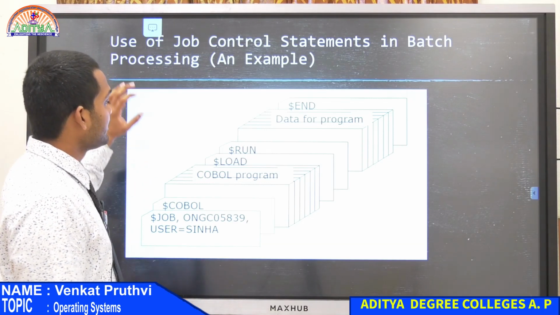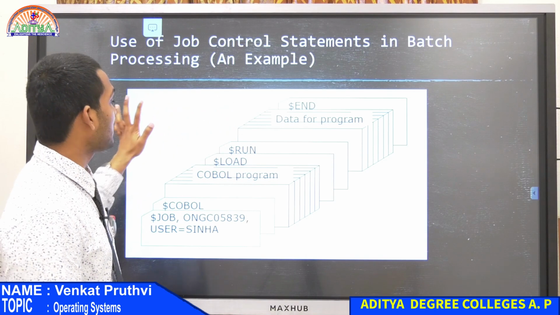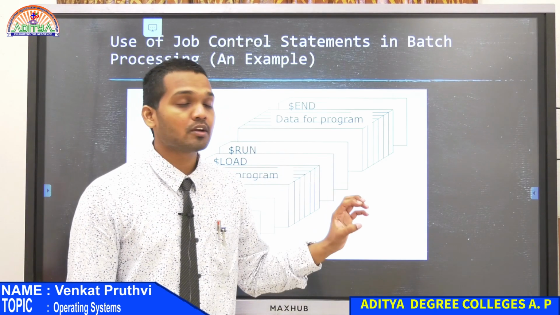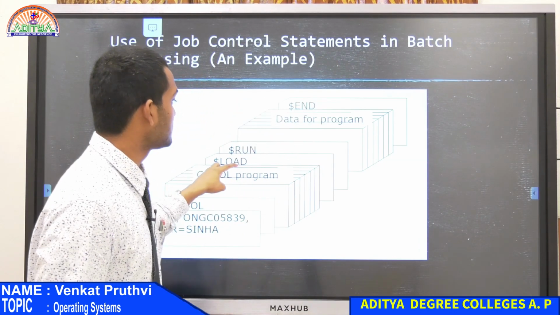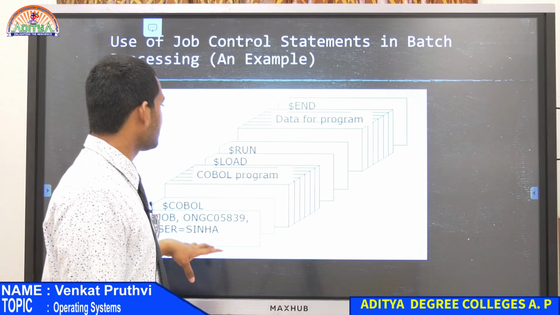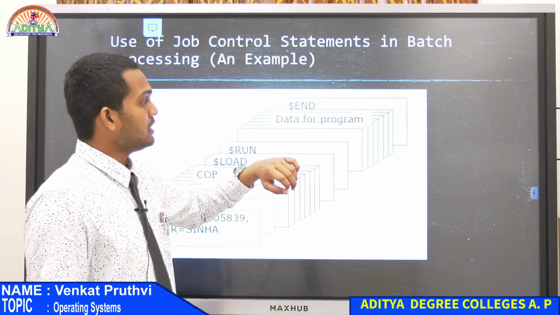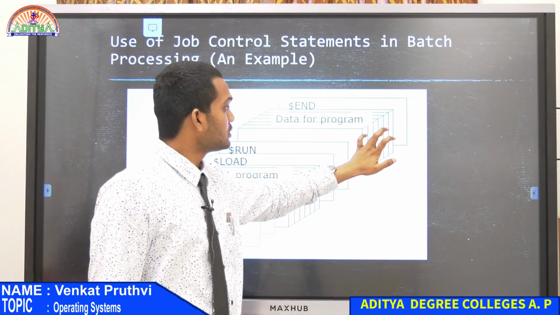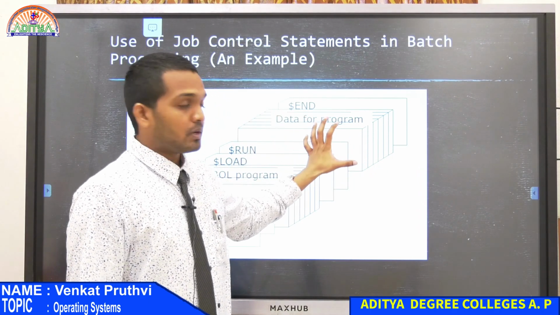And then if you see this diagram, you will understand the use of job control statements in batch processing. Okay, what is it doing? How is it controlling? This is one batch, this is one batch, this is one batch, and so how many batches do you have? 1, 2, 3, 4, 5, 6. See, in the sixth batch, how many tasks do you have? 1, 2, 3, 4, 5, 6. This is one batch, right?